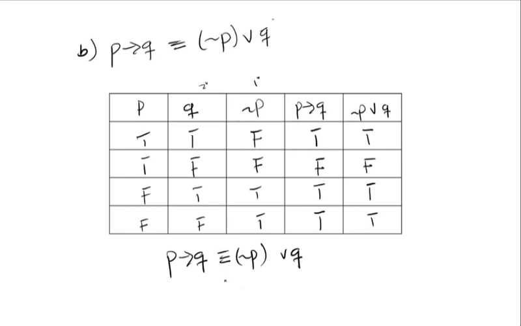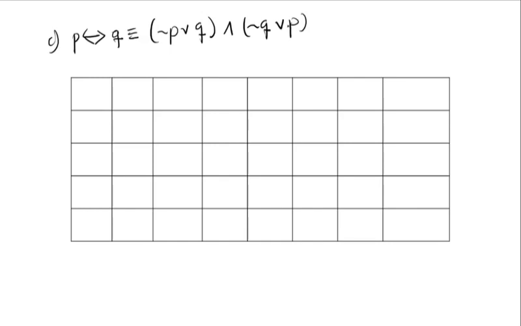Let's go ahead and see the C aspect of this question. So the third aspect is: P biconditional Q is logically equivalent to negation of P or Q and negation of Q or P. Okay, so let's construct the truth table over here.